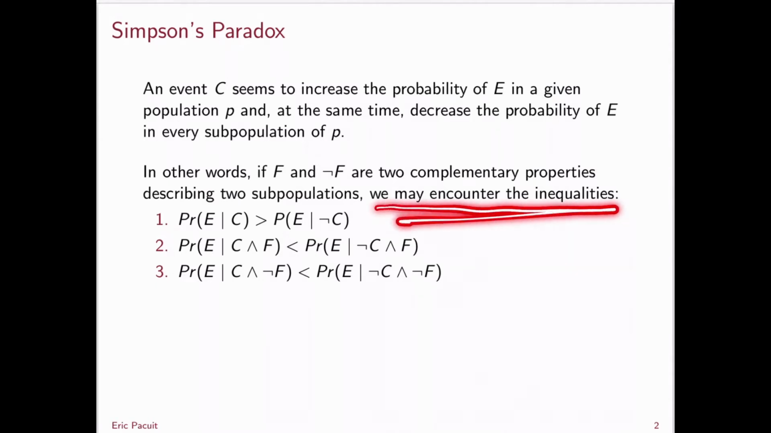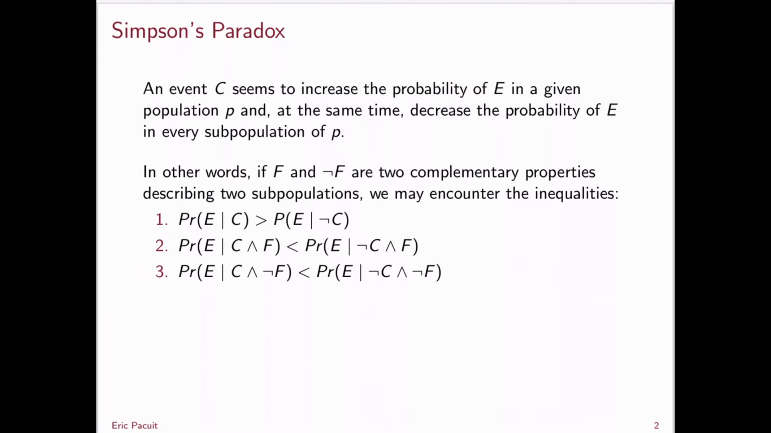Now we might encounter the following inequalities. One, C raises the probability of E, or rather, the probability of E given C is greater than the probability of E given not C. That means if C is true, the probability of E is higher than in situations in which C is false. Second, if we restrict attention to all the people that satisfy F, then C being true actually lowers the probability of E, in the sense that the probability of E given C and F is less than the probability of E given not C and F.